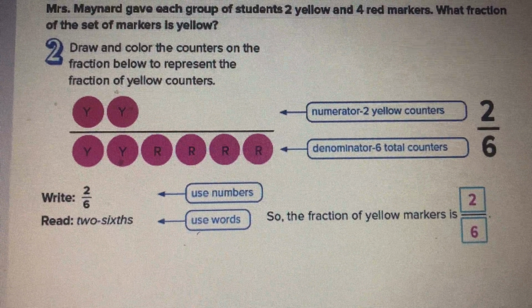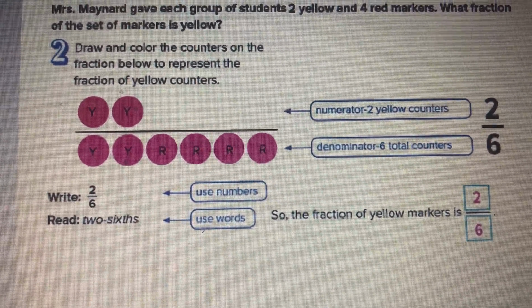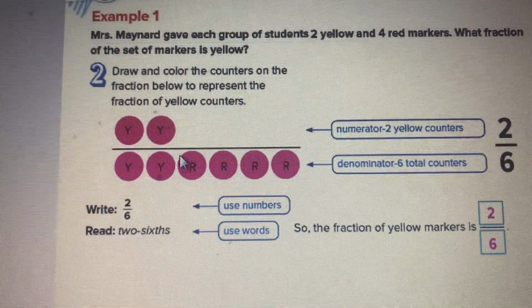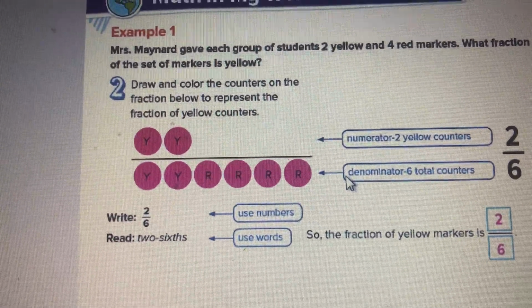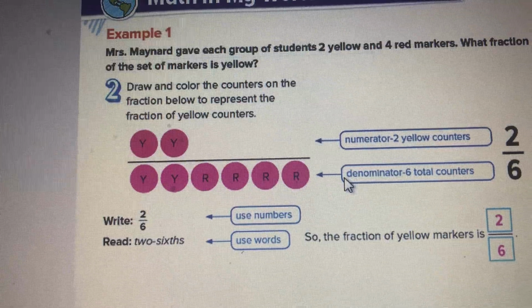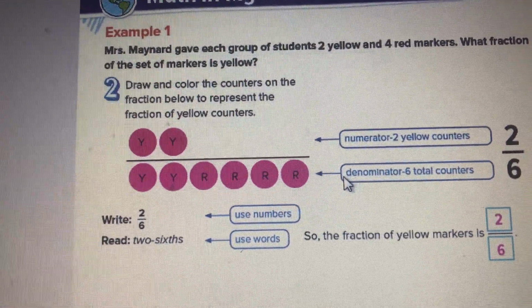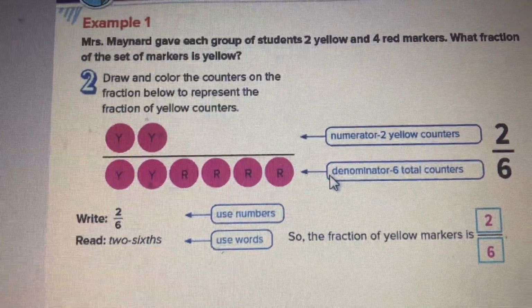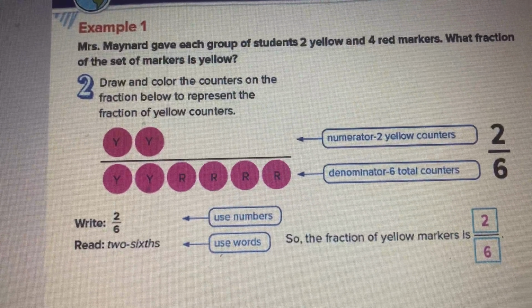Then you can go ahead and fill that in. You could draw your yellow markers if you want to, 2 yellows, and some reds down here to represent the total. Remember, the numerator is the number on top, the denominator is the number on bottom. The denominator tells you how many in all.